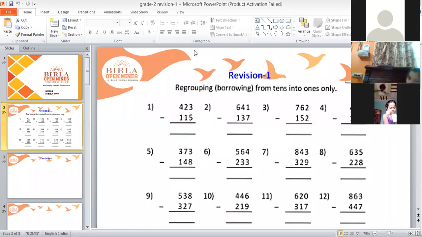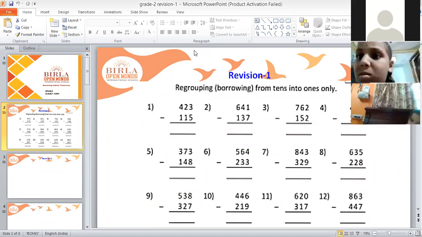Those who have completed, those who have finished writing, start solving these questions. Yes, P. Kartika? Ma'am, I didn't finish. How many questions? One portion. Okay, fine. Write down fast then.